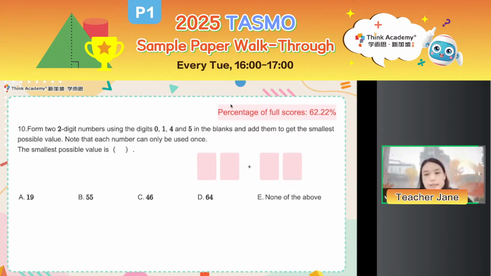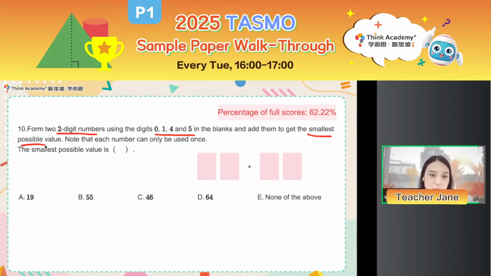Good job, everyone. Then this time let's take a look at the 10th question. This question, only 60% of you got it correct. So let's take a look. We can see, form two-digit numbers. Two-digit number means there are 2 numbers combined together to become a number, right? Okay, so form two-digit numbers using the digits 0, 1, 4, and 5 in the blanks and add them to get the smallest possible value.